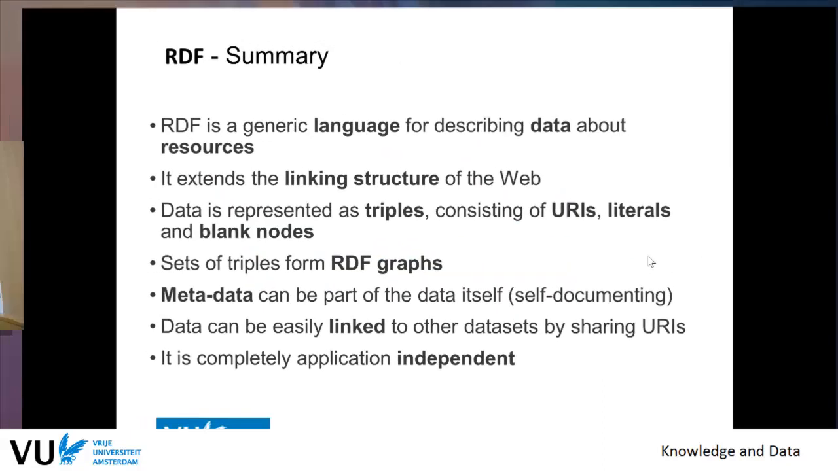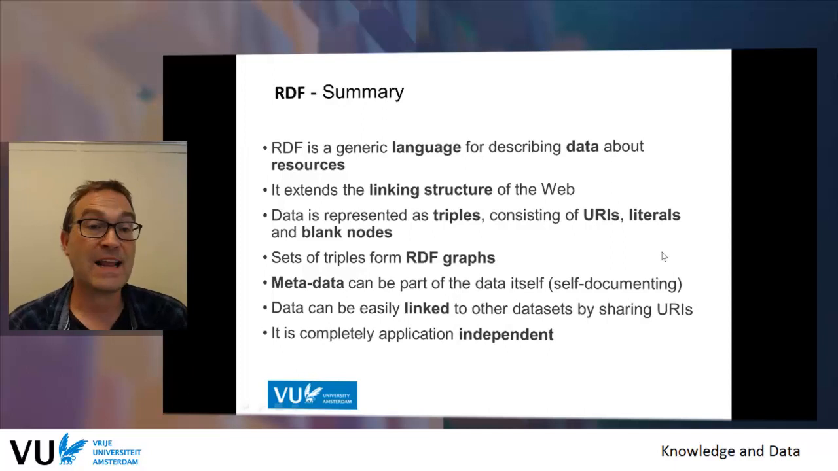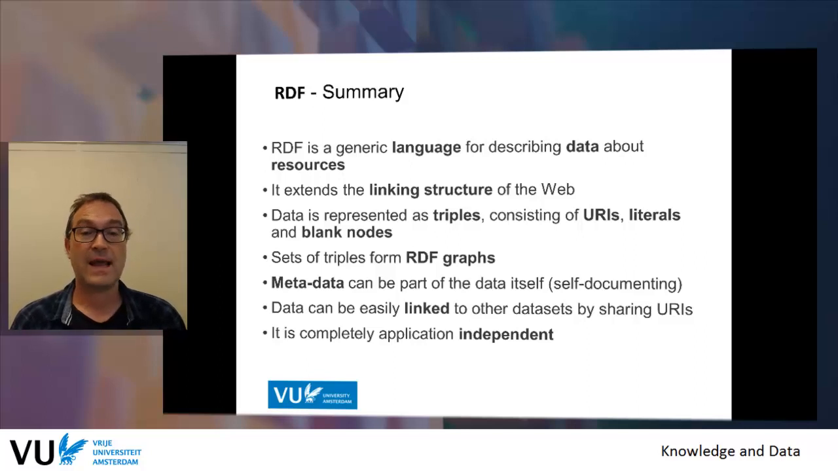So let's summarize. RDF is a generic language for describing data about resources. It extends the linking structure of the web and is therefore very, very useful for representing knowledge graphs on the web. Data is represented as triples, which could consist of URIs, which are references to objects on the web, literals and blank nodes, the variables. Sets of triples form an RDF graph.